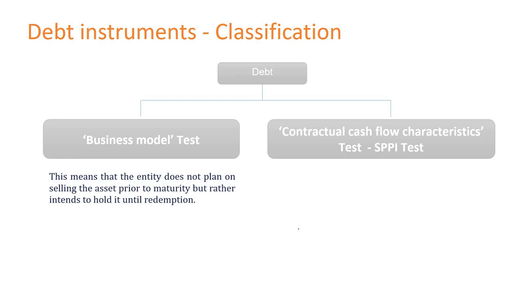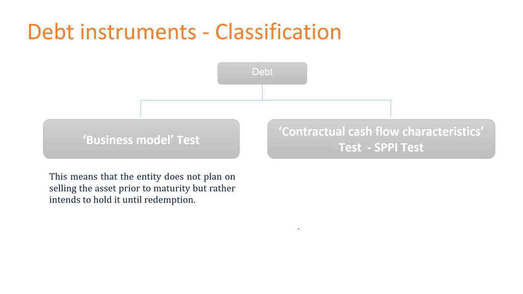Read it. This means that the entity does not plan on selling the asset prior to the maturity, but rather intends to hold them until its redemption. If you take a fixed deposit, you don't withdraw it midway. You stay until it matures. If you invest in a treasury bond that matures in 20 years, you stay until then. That is our business model. Right? That is our business model. If that complies, we call it a business model test pass.